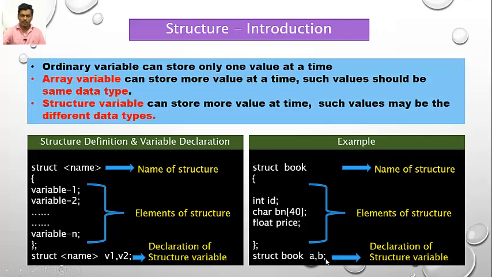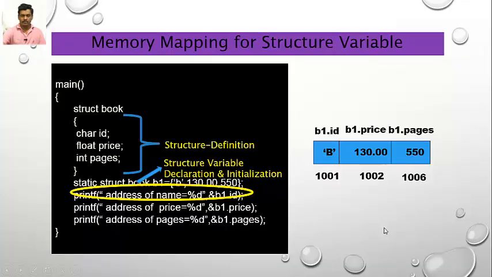B also consists of 3 locations, that is 3 variables. In these locations we can store different data types. That is the memory mapping for a structure variable. If we declare struct book with char id, float price, int pages, this is the structure definition. Here we do the declaration and initialization.